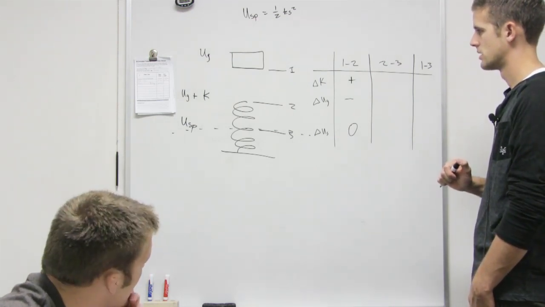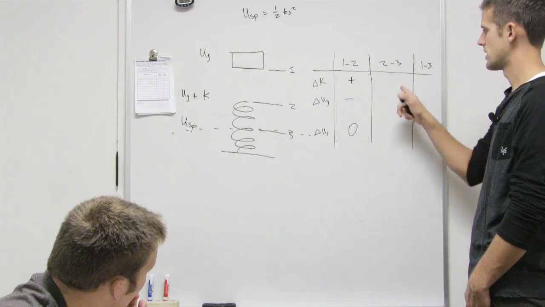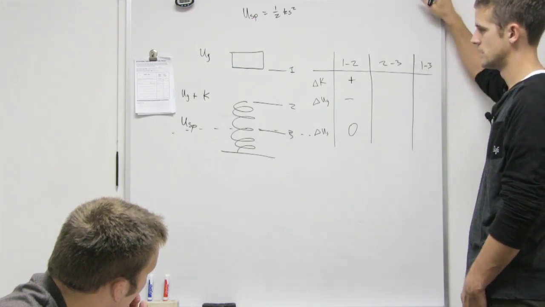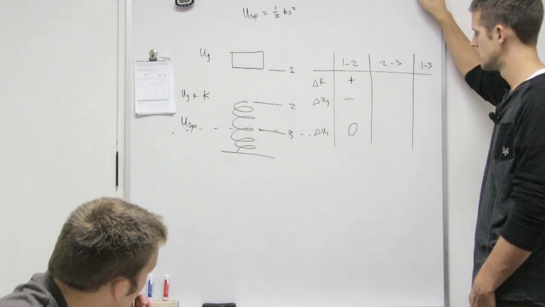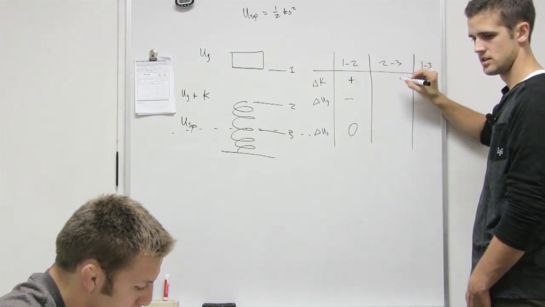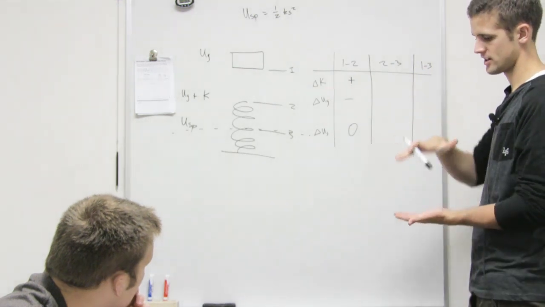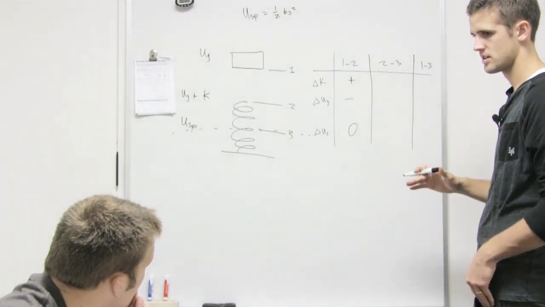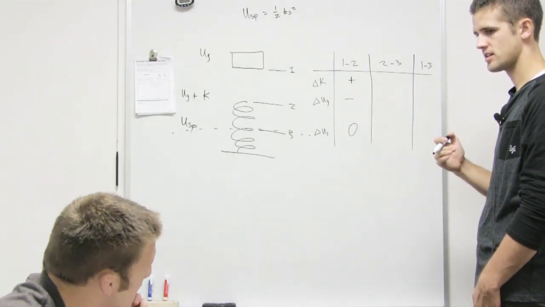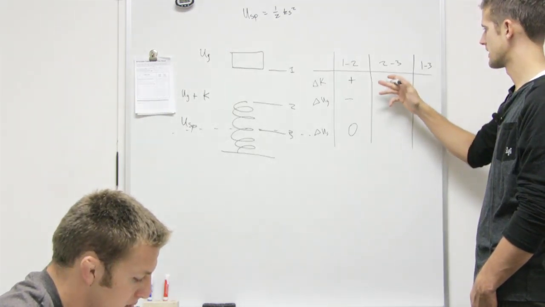Okay, so 2 to 3. So what happens to your kinetic energy? Goes to 0. Right. It had some kinetic energy at first, right? And then it compressed that spring and stopped. Right. So it went from positive to 0. So that would be a negative change.